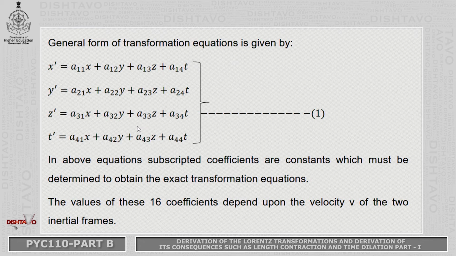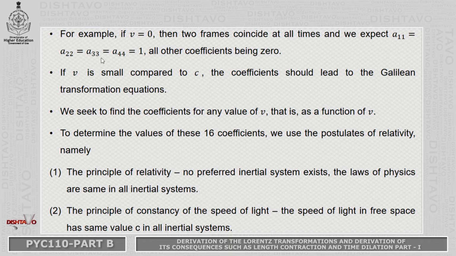This is at the lower speed. But when v is comparable to the speed of light, we say that Galilean transformations are not useful and we have to go for the Lorentz transformation equation. This is what we are doing now. So we seek to find equations for any value of v, that is, as a function of v.